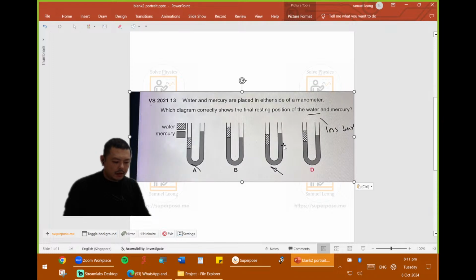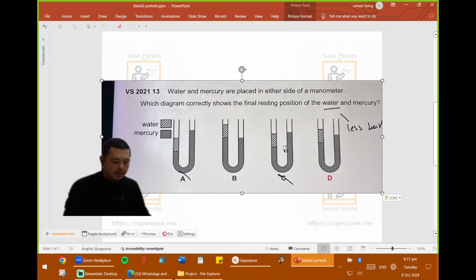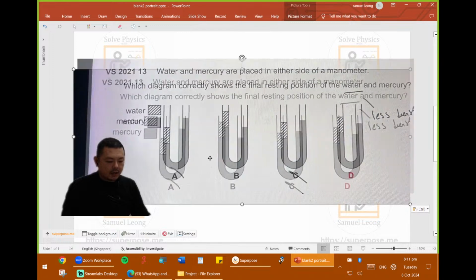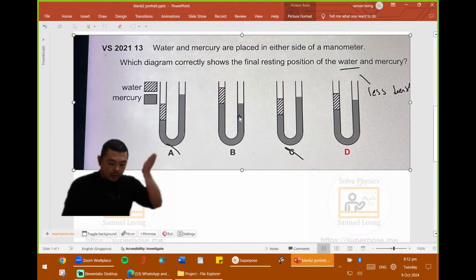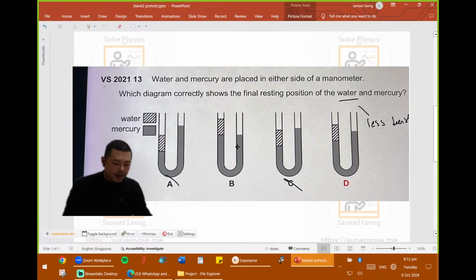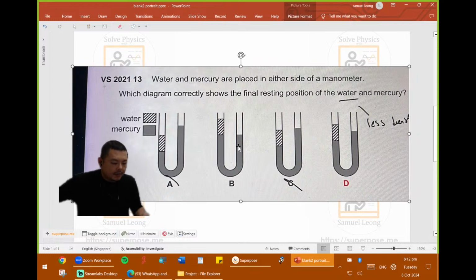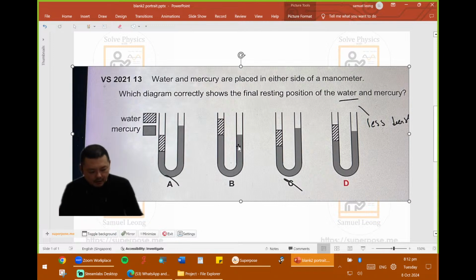Okay, so the one with the shaded lines is water, while mercury is the dark gray one. Correct? Yes, you're right. Water is less dense, right? Water is less dense. Okay.